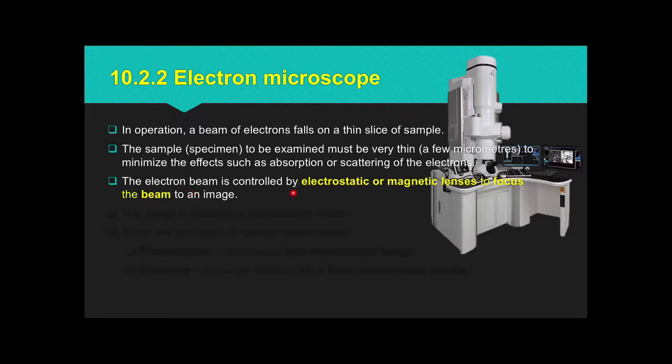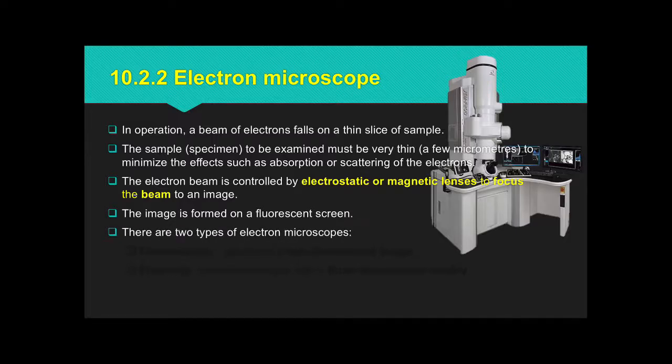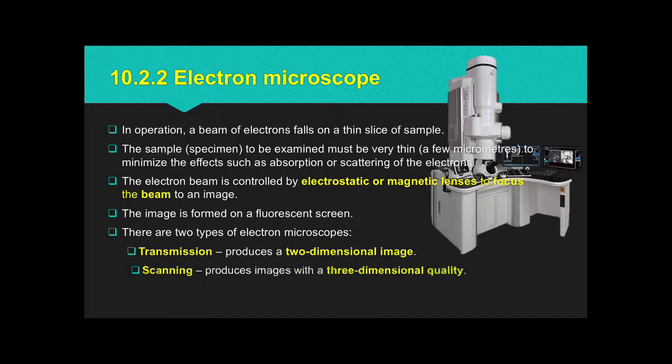And then the electron beam is controlled by electrostatic or magnetic lenses in order to focus the beam to an image, and the image is going to be formed on a fluorescent screen. So there are actually two types of electron microscope. First one is the transmission type, which produces a two-dimensional image. And the second type is the scanning type, which produces images with three-dimensional quality.